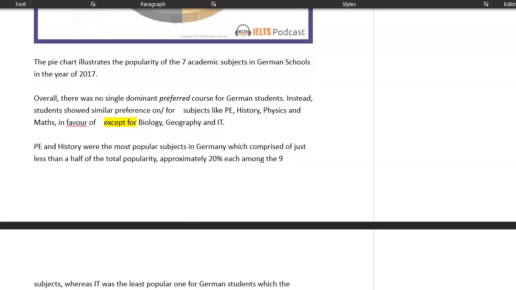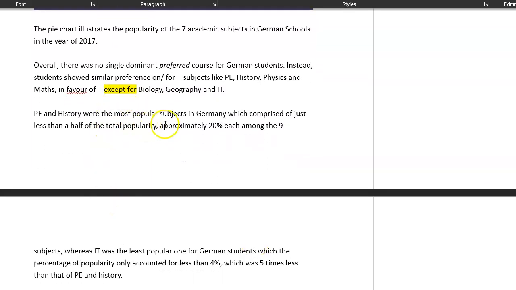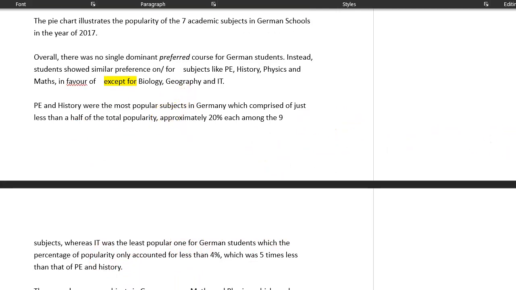"PE and history were the most popular subjects, comprised just less than half, whereas IT was the least, with the percentage of popularity only counting for 4." Yes, really nice, excellent. That's exactly what I want you to do, to group them together. That's fantastic, Lily, good work.